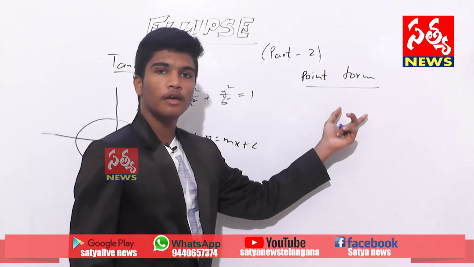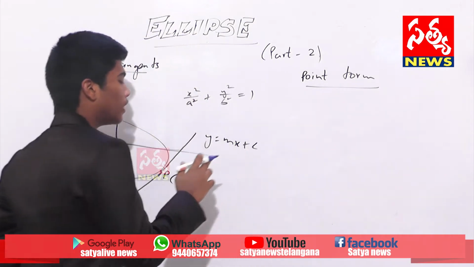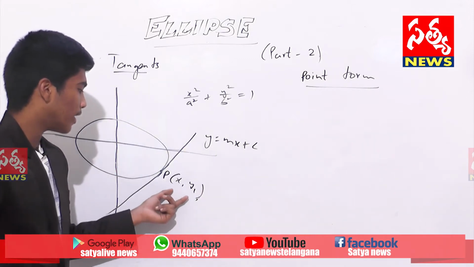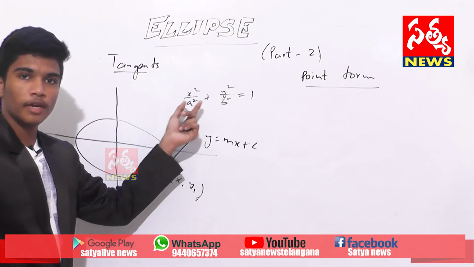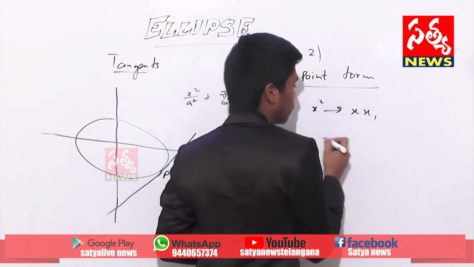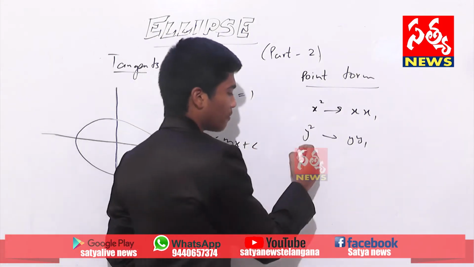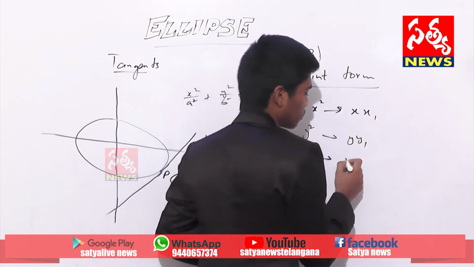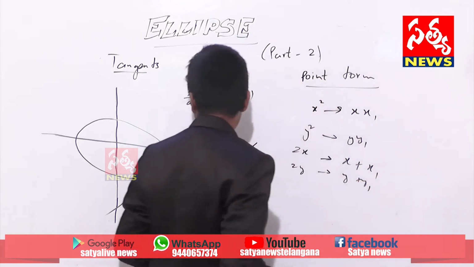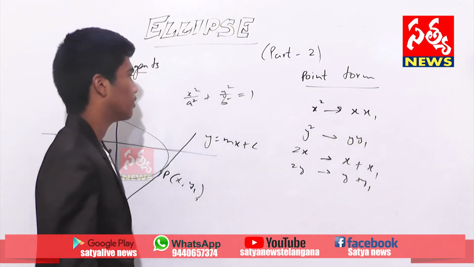If you have noticed, we discussed point form in circles and parabola, right? What have we done there? We just put the values x1 and y1 in the place of x square and y square, that is, we replaced x square as xx1 and y square as yy1. In circles we replaced this also: in the place of 2x we put x plus x1, similarly in place of 2y, y plus y1. So here I am going to replace x square as xx1 and y square as yy1.